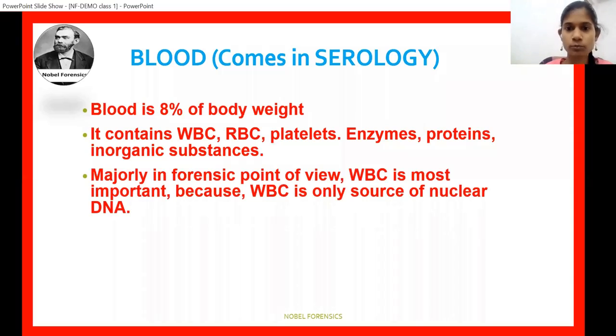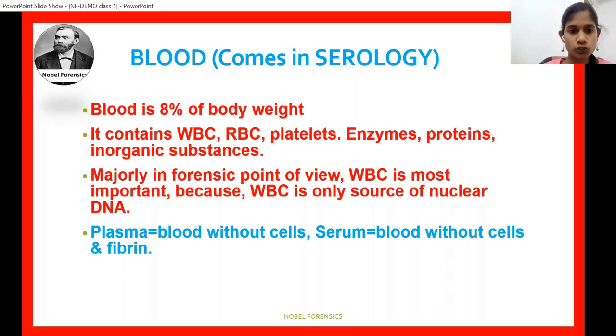But forensically important is the WBC, because DNA is very important forensically for individual identification, and DNA is present in nucleated cells, and nucleated means only WBC. White blood cells have a nucleus, so nuclear DNA is present only in the WBC. The others are also forensically important, but the main one is the WBC, white blood cells.